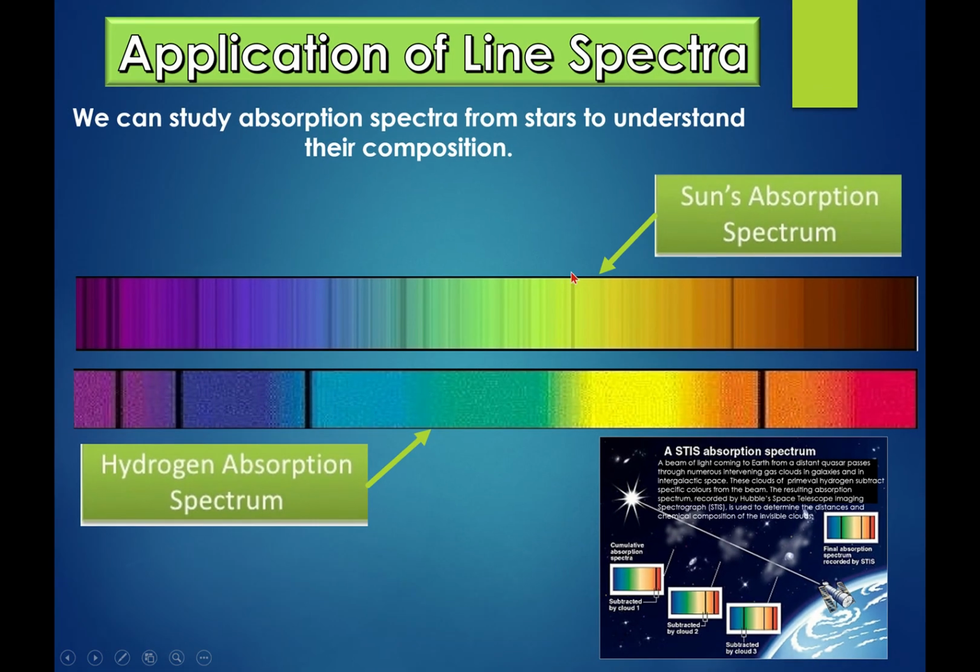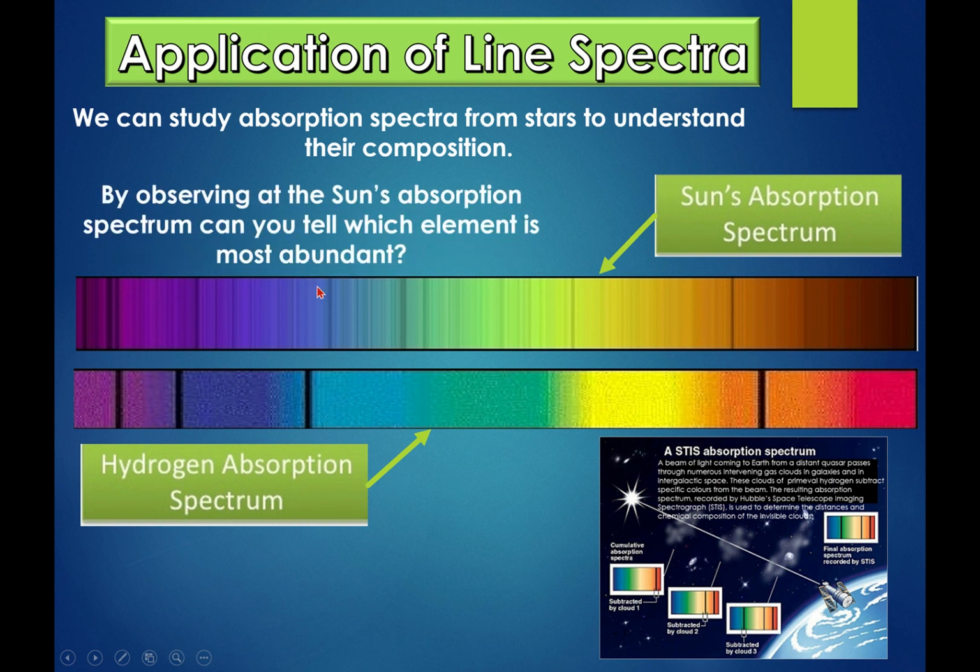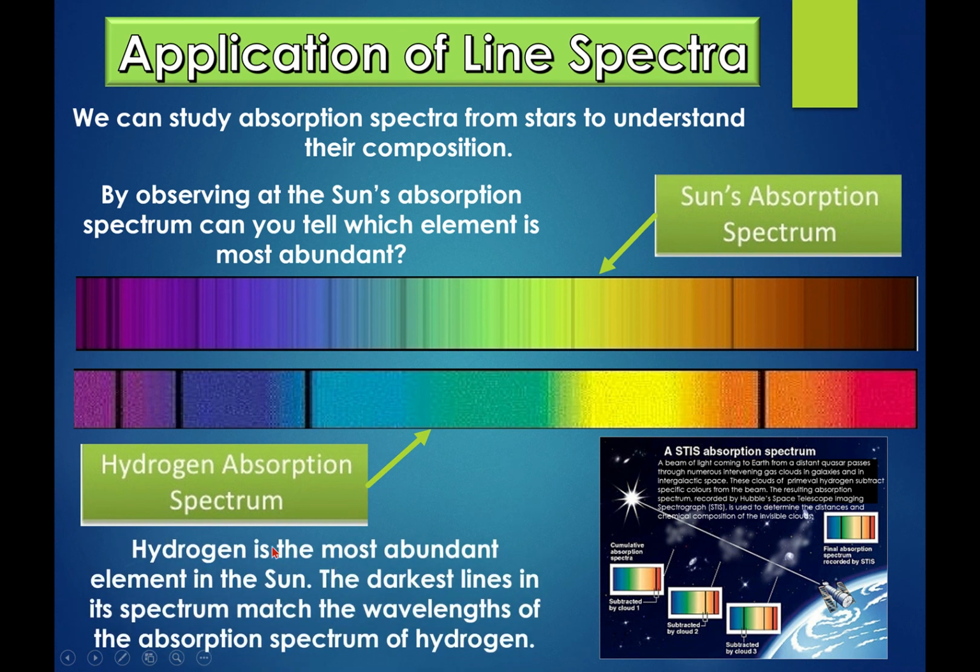So in this case, we study the sun's absorption spectrum and compare it with the hydrogen absorption spectrum. By comparing these two, we see that hydrogen is the most abundant element in the sun, and the darkest lines in its spectrum match the wavelengths of the absorption spectrum of hydrogen.